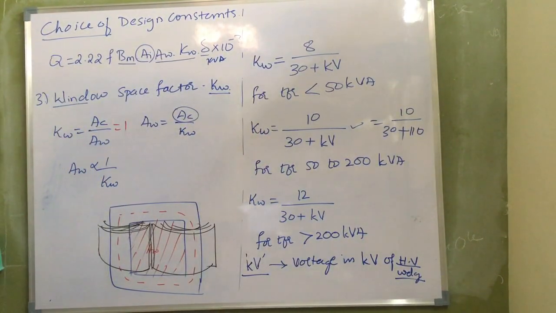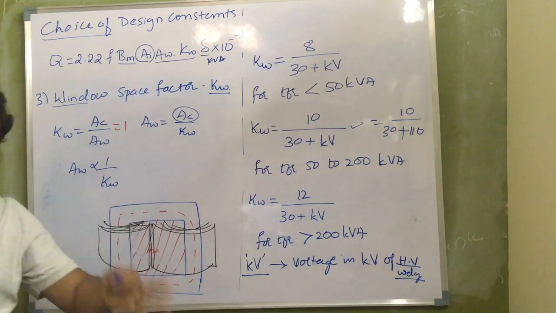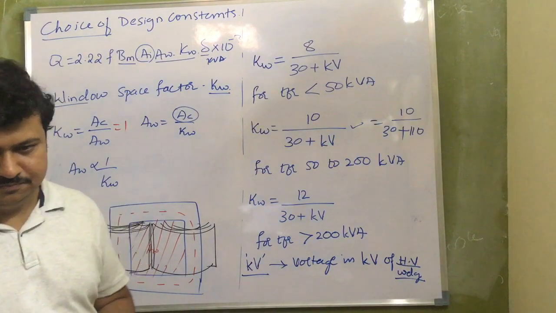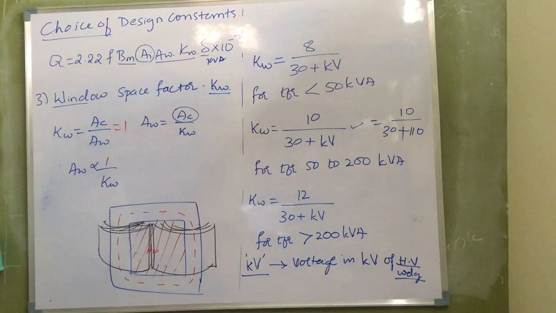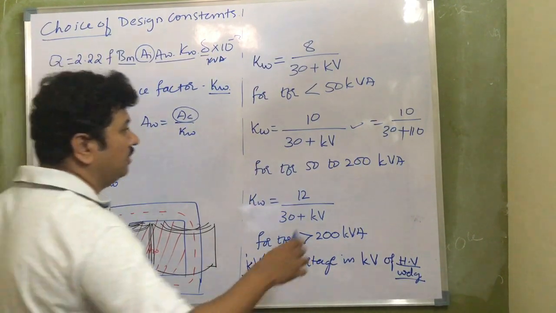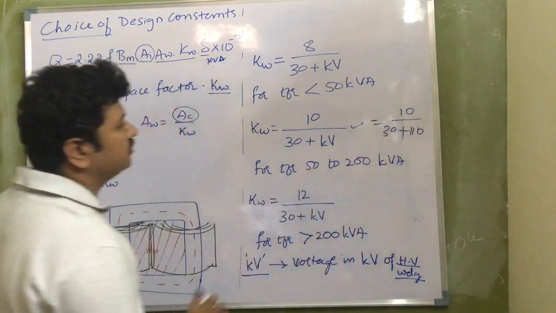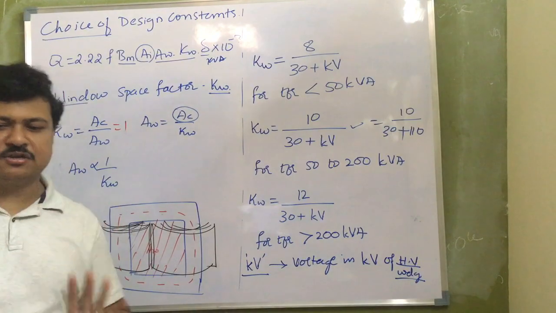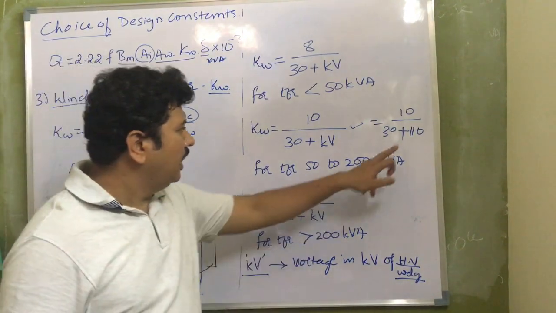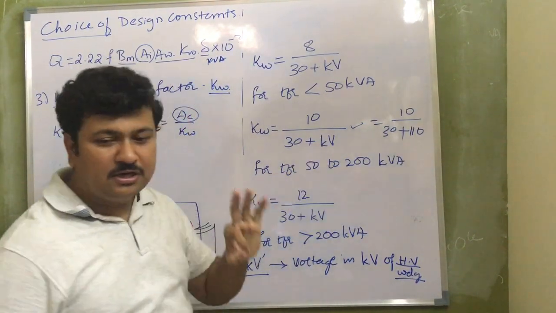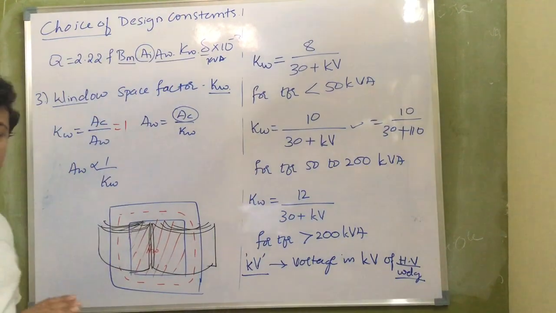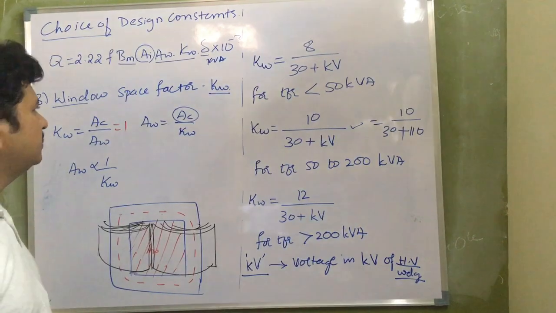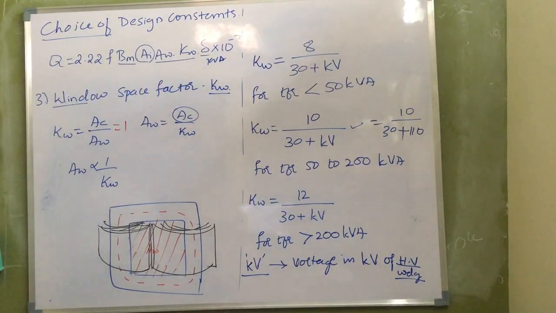Don't add kV there. If you add kV, my kW will be so small that my transformer will become invisible. Sorry, not so small, it will be so large. It will be so small that my transformer will become an invisible transformer. So I should keep the value of kV in terms of kilovolts, not multiply it by 10 to the power 3. So this is the choice of design constants.